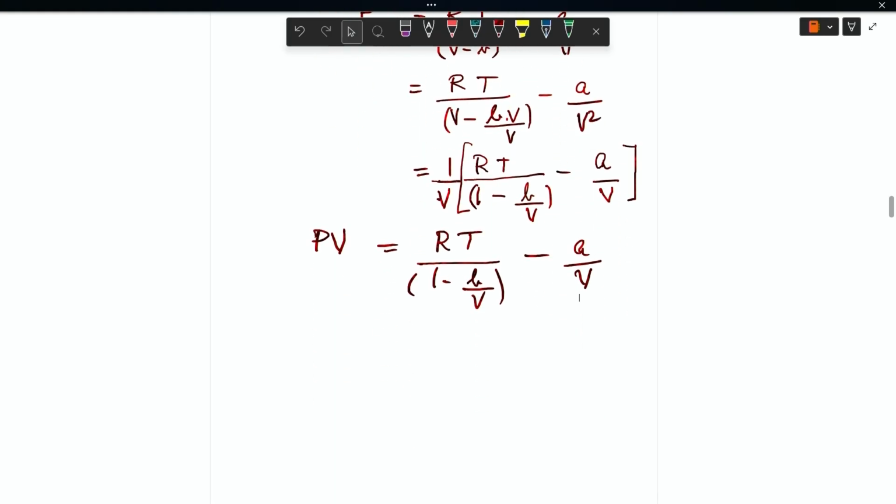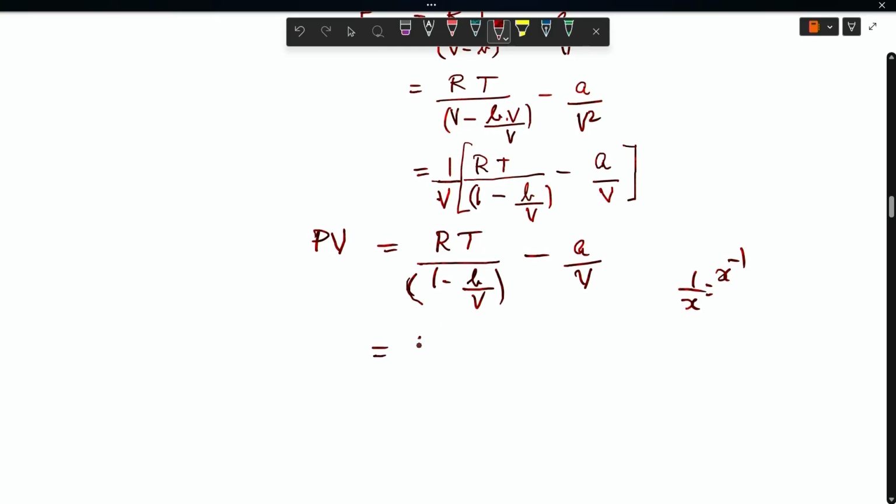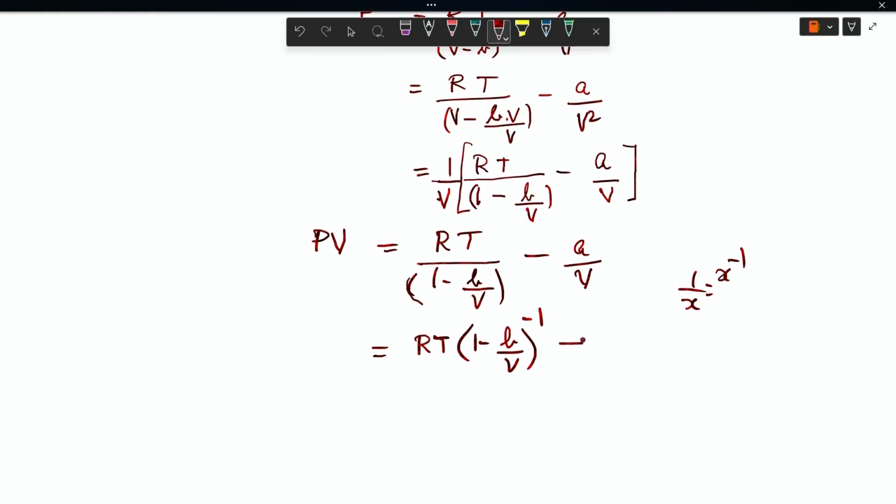Okay. Now, I am going to take this denominator, that is 1 − b/V, to the numerator. That is, if I take 1/x to the numerator, it becomes x raised to minus 1, right. Just like that, the whole term I am going to take it to the numerator. So, this will be PV = RT(1 − b/V)^(−1) − a/V.